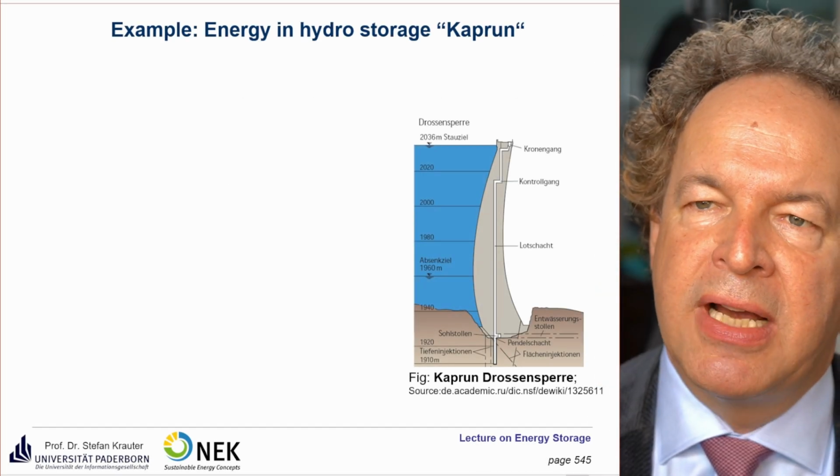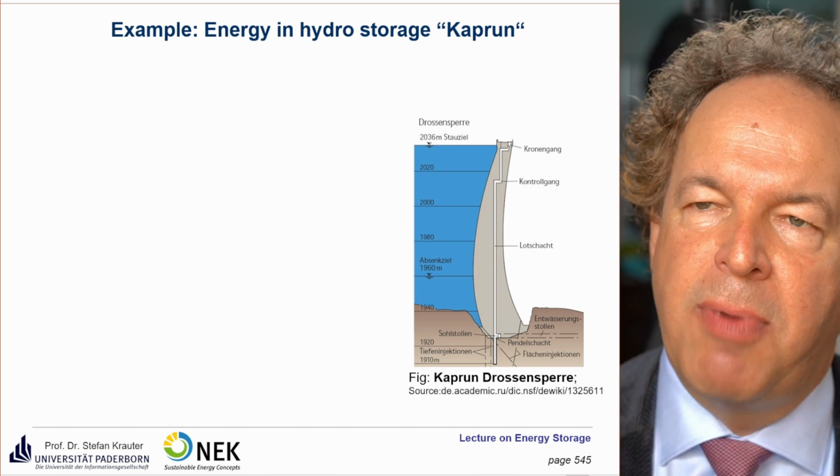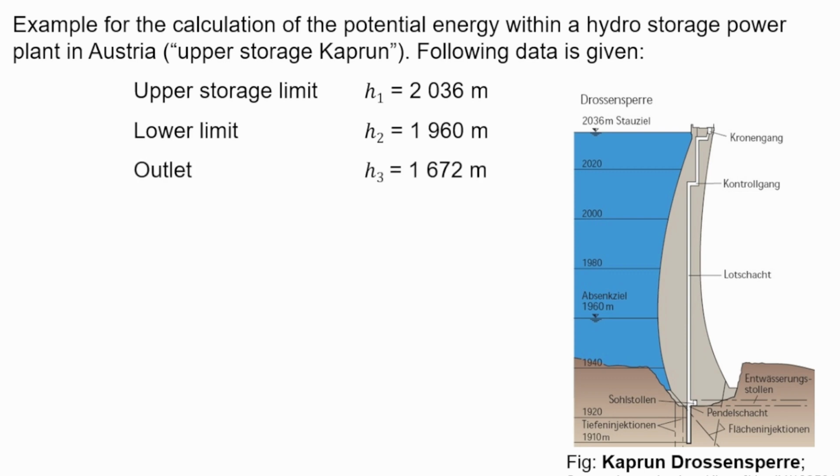We make a small example here. This is an actual storage power plant in Austria. The following data is given. The upper storage limit is high up in the mountains at a height of 2,036 meters. The lower limit is still at a height of 1,960 meters. The outlet is at a height of 1,672 meters. The storage limit is 85 million cubic meters.